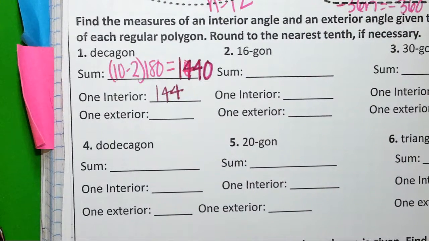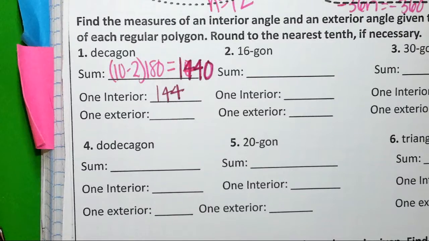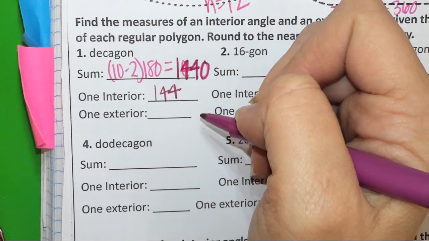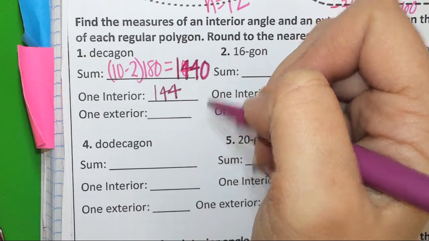Alright, what about one exterior? How would we find one exterior? 32. How would you get that? Not 36. 360 divided by 10, which is what? 36.